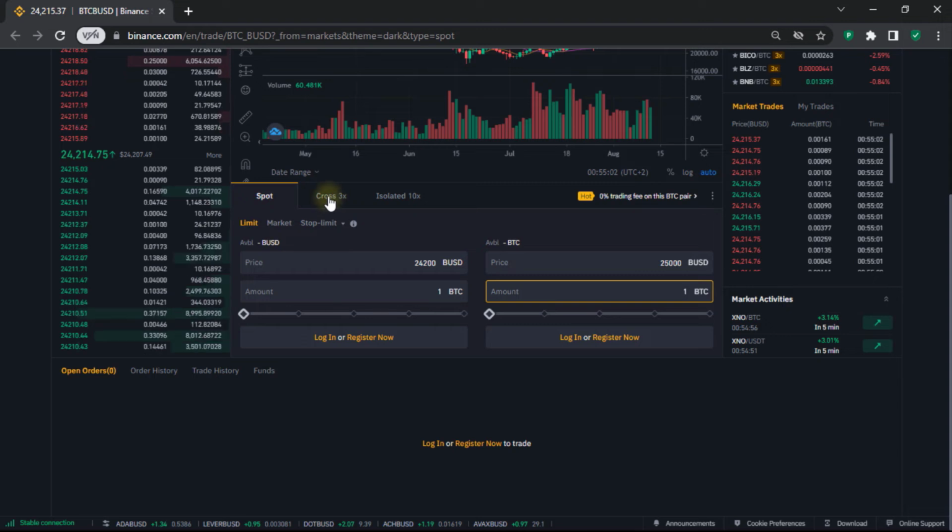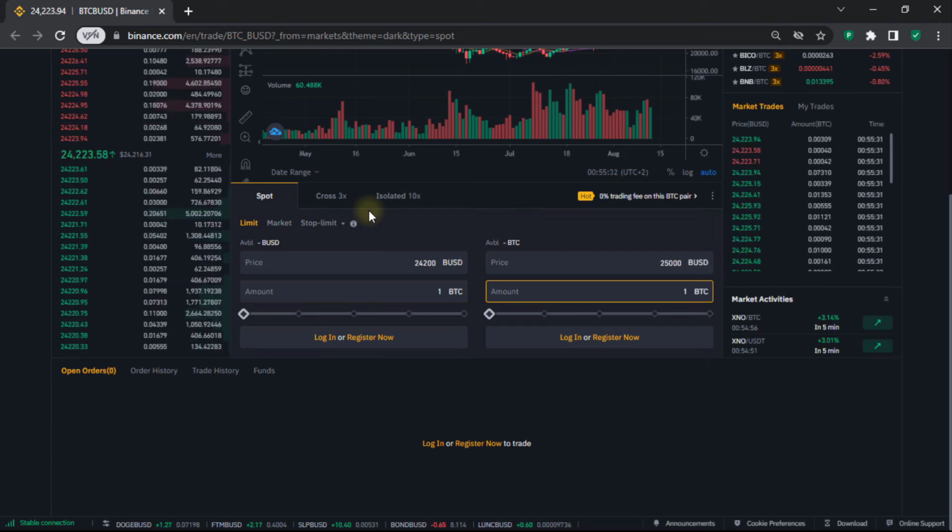Moving on to the right hand side here, you've got a cross 3x and an isolated 10x. That is essentially your leverage trading. This is a little bit risky. In fact, it's a lot risky depending how you do it. When you're starting off, you're almost safer just practicing and getting to know things buying at spot. However, as you get a little bit more comfortable, then you can move into the leverage trading because that is a lot more risky than anything else.